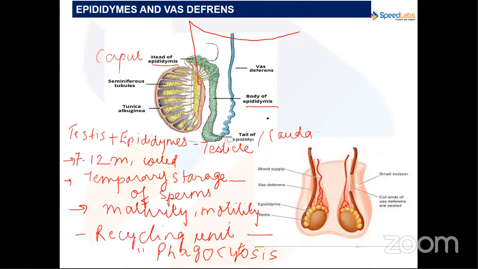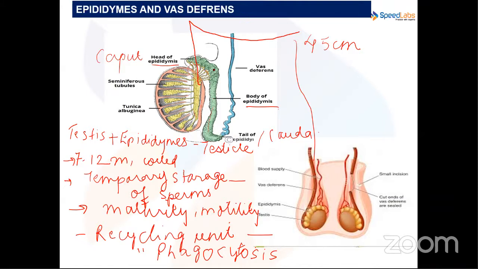Vas deferens. You can see the vas deferens is over here, and it is around 45 centimeters. So it's small, not so long like the epididymis. It ascends along the posterior body of the epididymis. So see where the location is. Look at this diagram.